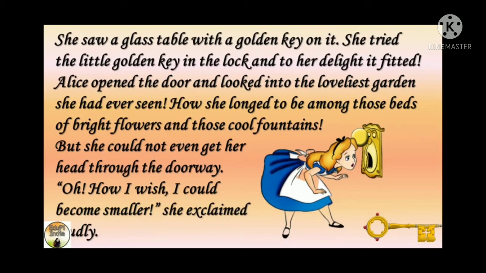How she longed to be among those beds of bright flowers and those cool fountains. Here longed means greatly desired. She greatly desired to be among those beds of bright flowers and those cool fountains. But she could not even get her head through the doorway. Why? Because the height of the door is only 15 inches. "Oh, now I wish I could become smaller," she exclaimed loudly. Here Alice wishes to become smaller. Why does she want to become smaller? Because she wants to go into such a garden which has bright flowers and fountains. Here we end the story of this lesson.